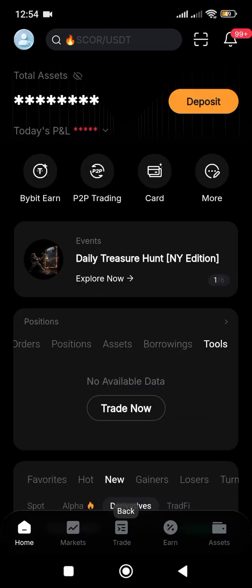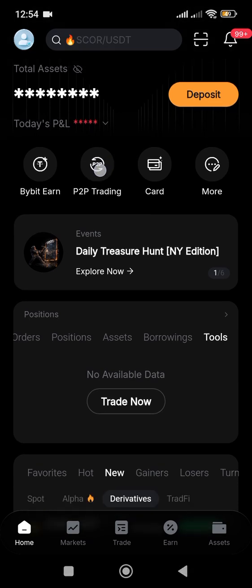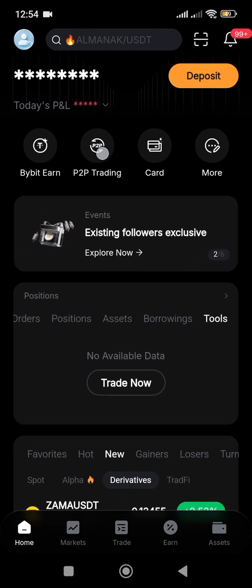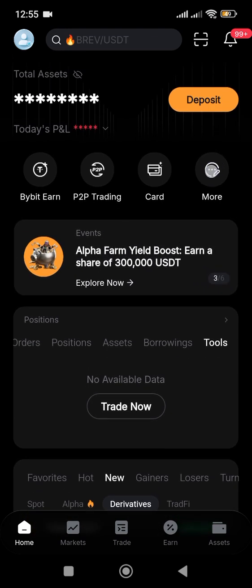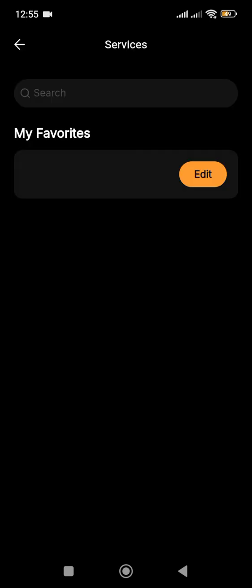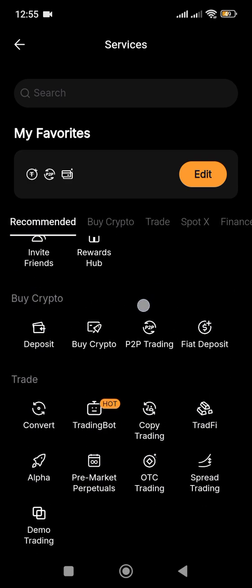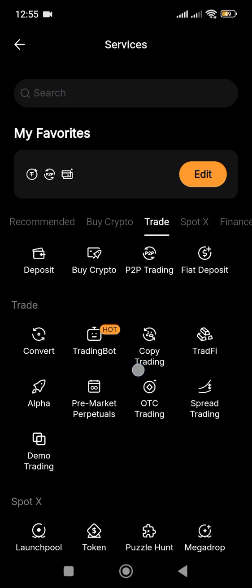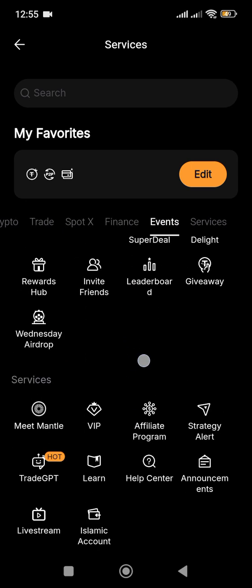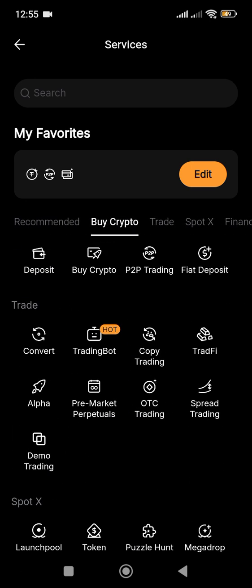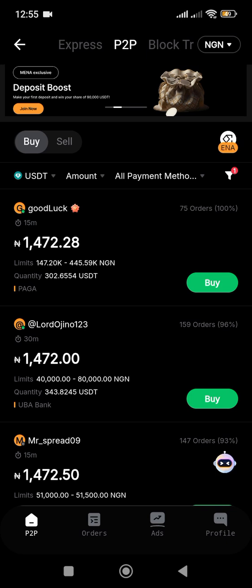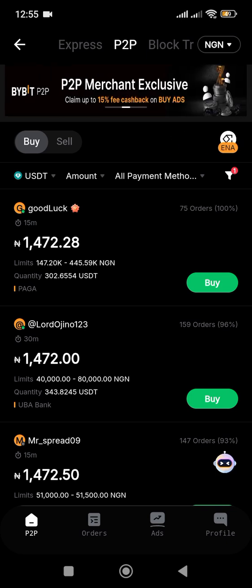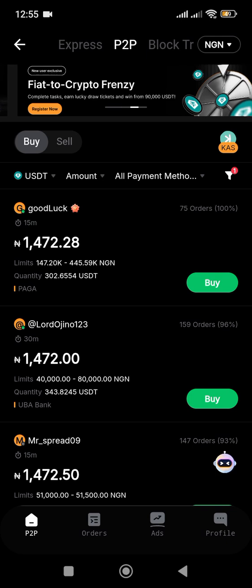So on your home page here, you will see this P2P. If it does not appear on your home page, just click on more. When you click on more, it will bring out all of those things, you understand. Look at P2P here. You see there are other things here when you click more. So look for the one you are searching for, which is P2P. You click on it. So sometimes you see it on the home page, or if you don't see it there, you will see it here. All right, so that is it.